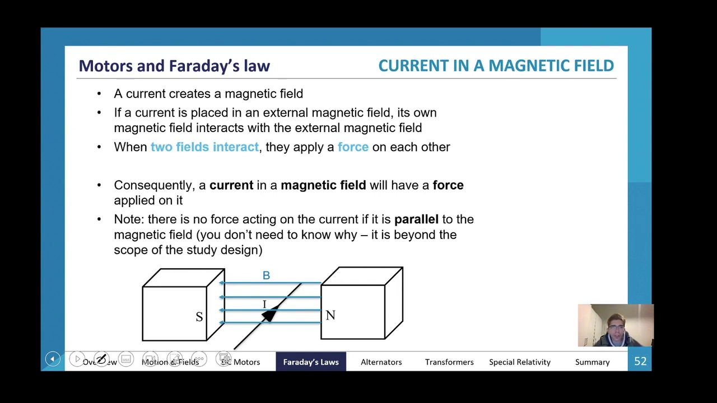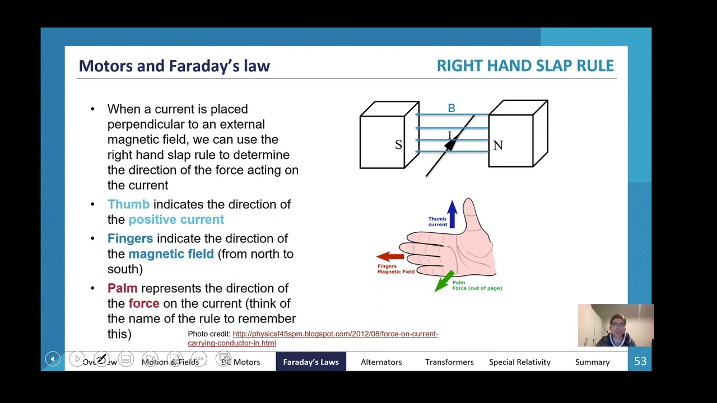Now we know that a current creates a magnetic field. If the current itself is placed in an external magnetic field, like between two magnets, its own magnetic field interacts with the external magnetic field. When the two fields interact, they apply a force on each other. Consequently, a current in a magnetic field will have a force applied on it. Note that there is no force acting on the current if it is parallel to the magnetic field lines. You don't need to know why, you just need to know that that's how it works.